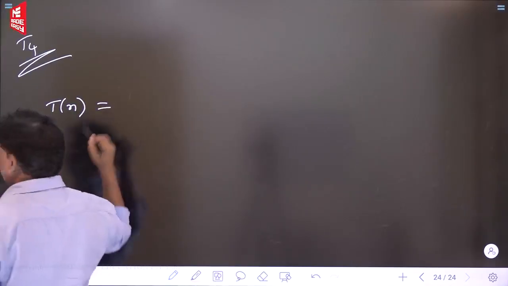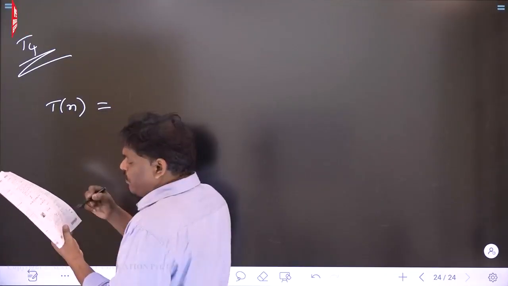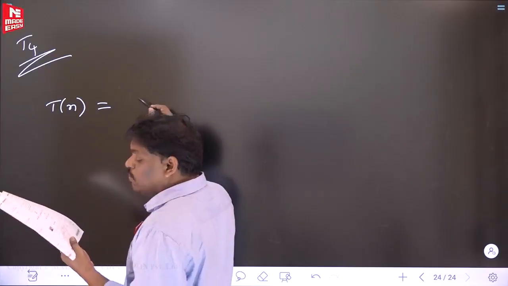T4. One recursive program is given. They are asking what is the running time. Write the recurrence relation and solve it. So what is the answer? Sorting of n elements, T(n) is equal to... Can you help me? I think there are 3 function calls. But one interesting thing is there is no loop, nothing. 3 function calls are there. Please check every function.